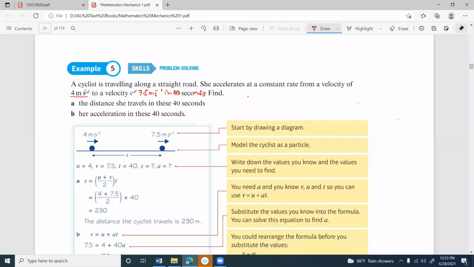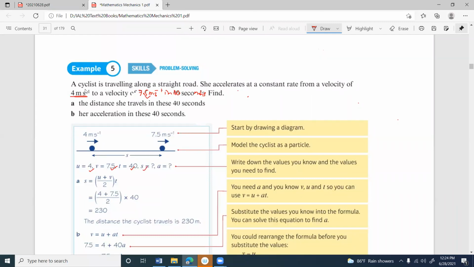Now let's see how to answer the question and how to make sure which formula to be used. Initially, it's starting with a velocity of 4. This is the starting point. Therefore, we know that u equals 4. To a velocity of 7.5. This is the ending. Therefore, v equals 7.5. In 40 seconds, time is 40. We need to find the distance traveled, right?